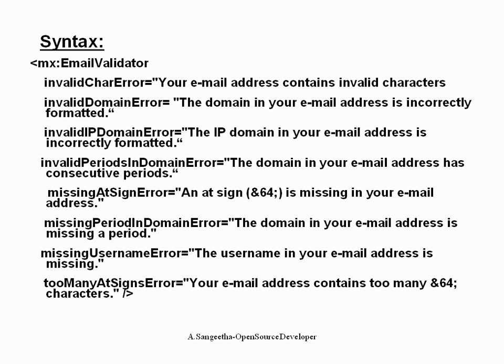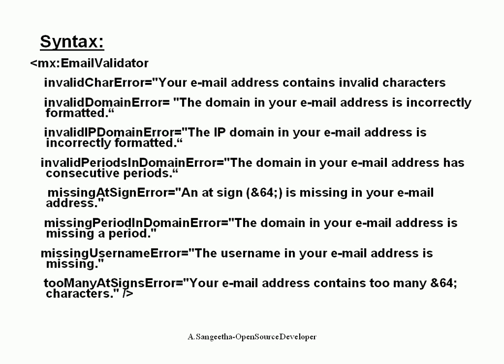Then invalid IP domain error. If we give the IP address wrongly, it gives the error, the IP domain in your email address is incorrectly formatted. And then invalid periods in domain error: if we give consecutive periods in the domain, the error shows, the domain in your email address has consecutive periods. Then missing at sign error: if we miss the @ sign in our email address, it shows the error, an @ sign is missing in your email address.